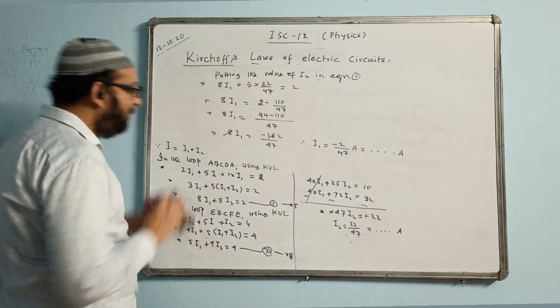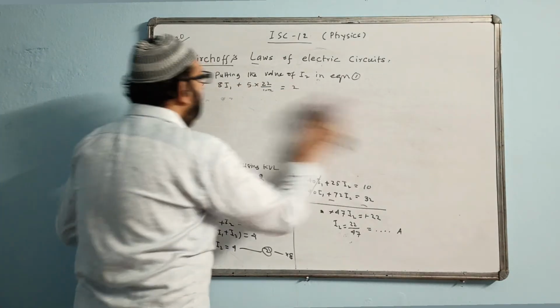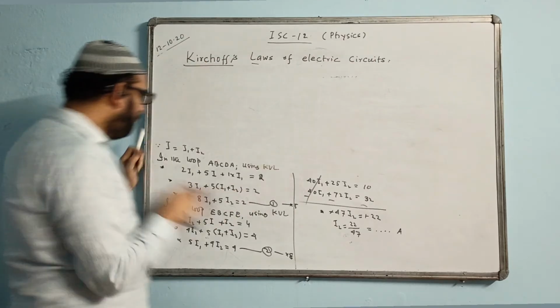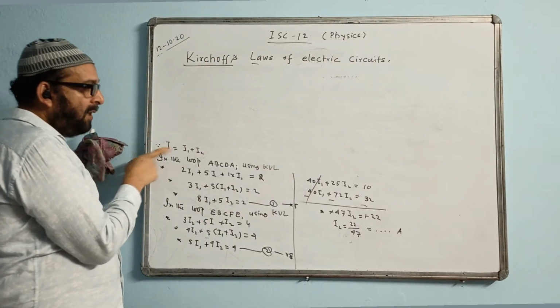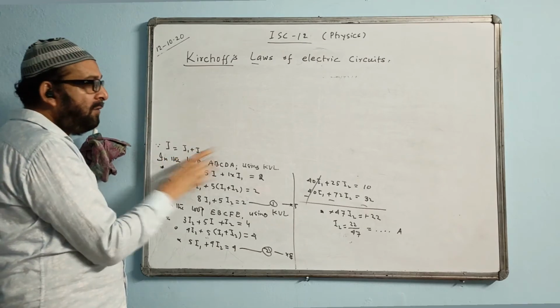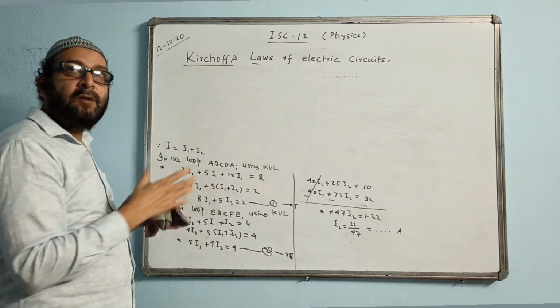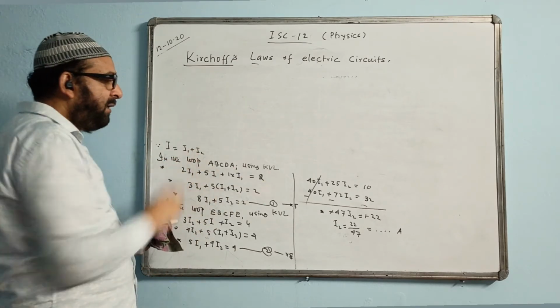Okay, similarly, if they ask you to find the value of total current I, then you can put the value here. I1 value we already found and I2 value we already found. So both the values in fraction form you will take while simplifying it.